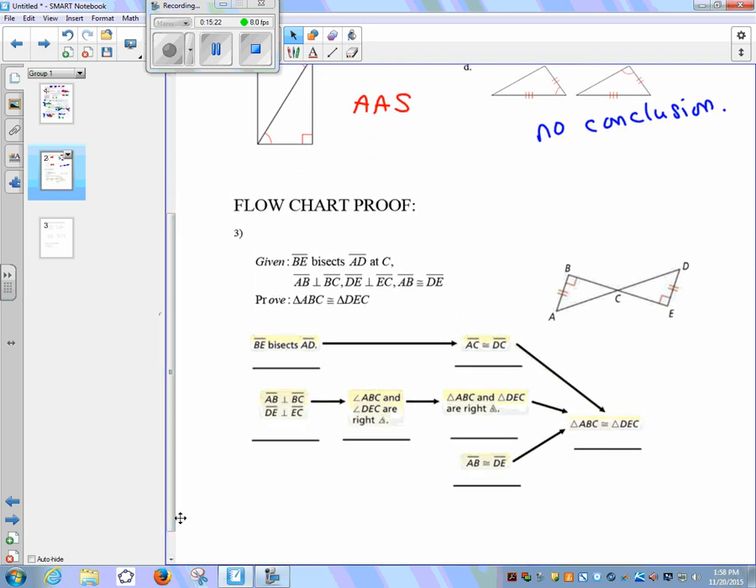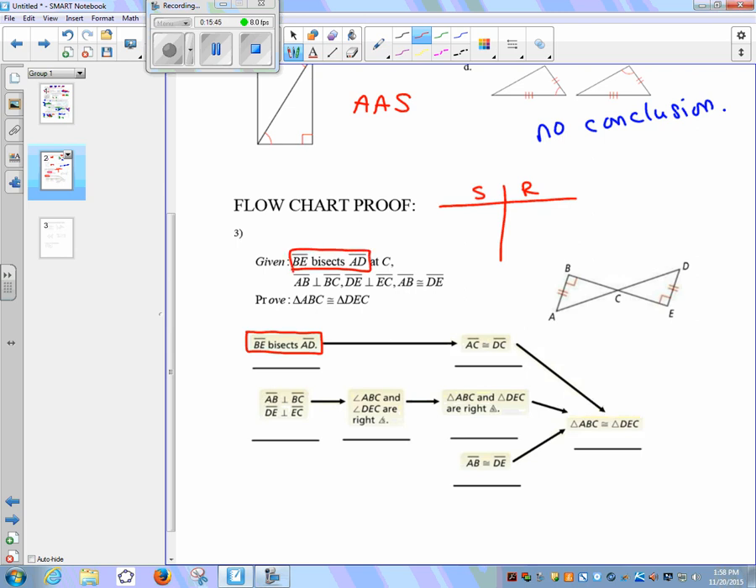Okay, here's a flowchart proof. Flowchart proofs are actually just another alternative to two-column proofs. Instead of making the statements and the reasons like this, you can start with your givens over here on the left. The given says BE bisects AD at C.